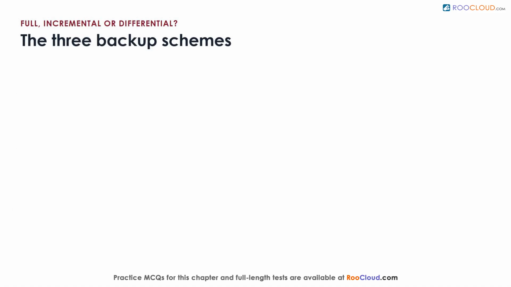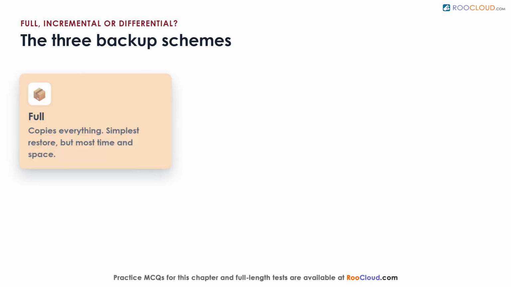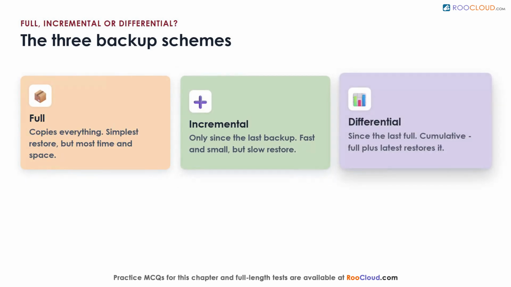What are the 3 backup schemes? Full, incremental, and differential. A full backup copies everything into one set. It is the simplest to restore, but needs the most time and space. An incremental backup copies only what changed since the last backup. It is fast and small to create, but restoring means replaying every increment since the full backup.